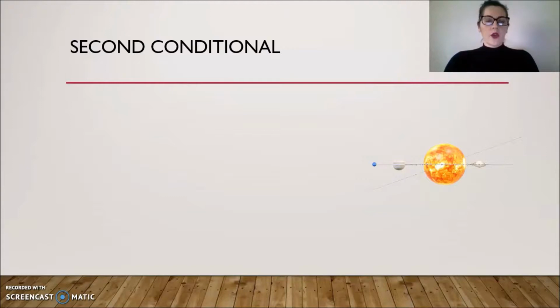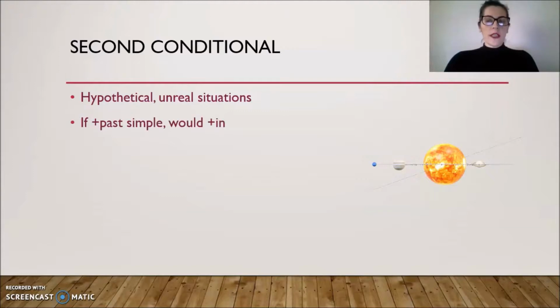Okay, let's now move on and talk a bit more about the second conditional. Second conditional is used for hypothetical, unreal situations in the present or future. And the structure is if plus past simple in our if clause and would plus infinitive in our main clause. Remember, even though we are talking about present or future, we still use past simple because the situation is not real. So let's look at some examples.